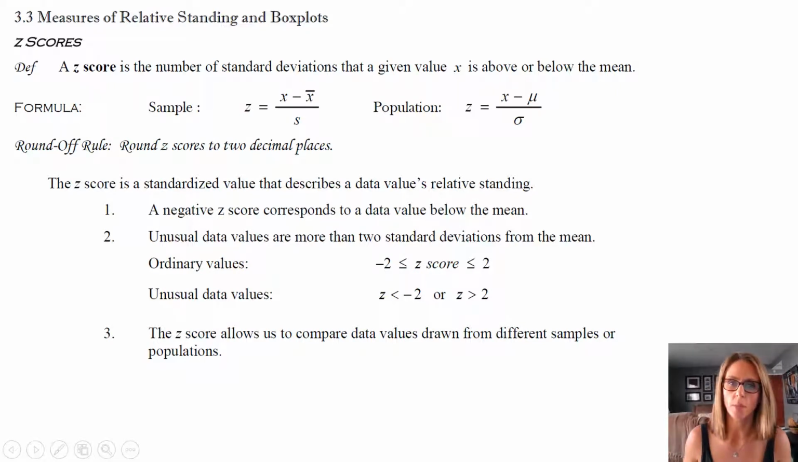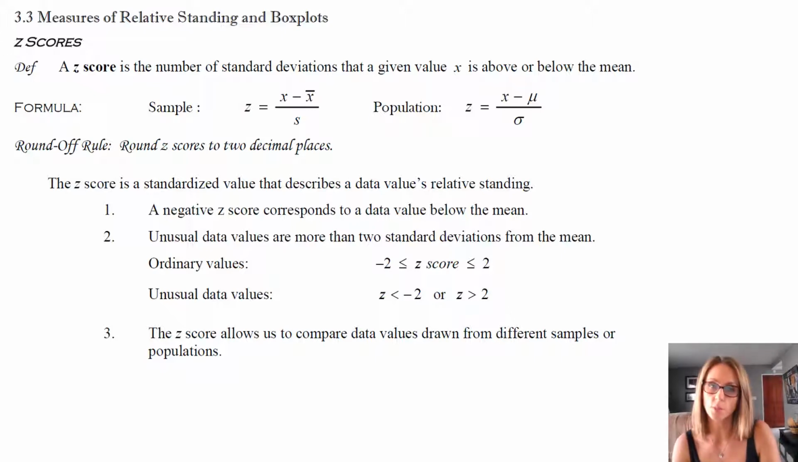Welcome to the last section of Chapter 3, Section 3.3, Measures of Relative Standing and Box Plots. The first measure of relative standing is a z-score. We'll be using z-scores a ton, but really they'll come back in Chapter 6. So this is just an intro for right now.